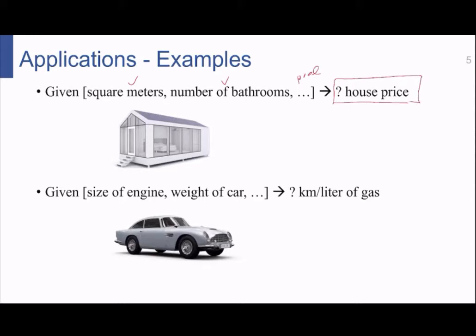Another example, given a set of features for a car, this is an Aston Martin: the size of the engine, the weight of the car, the aerodynamic factor. What is the mileage of this car, how many kilometers per liter of gas is it going to go, how far is it going to go, given a lot of other examples that we use in order to build this model.